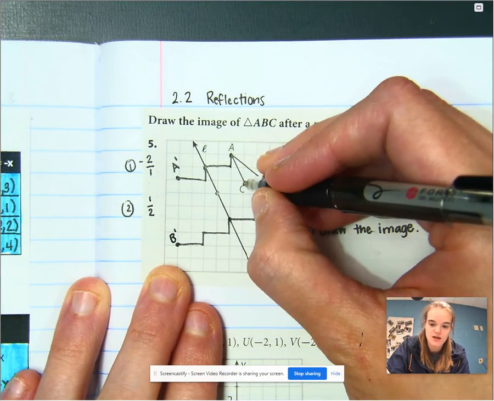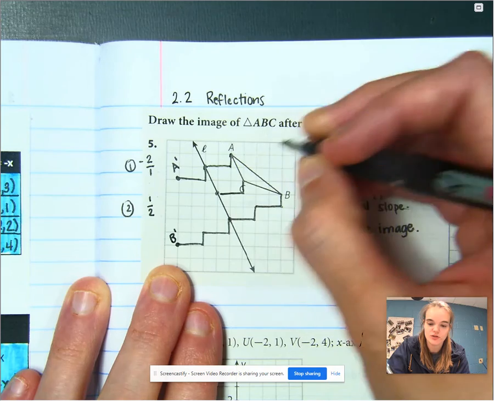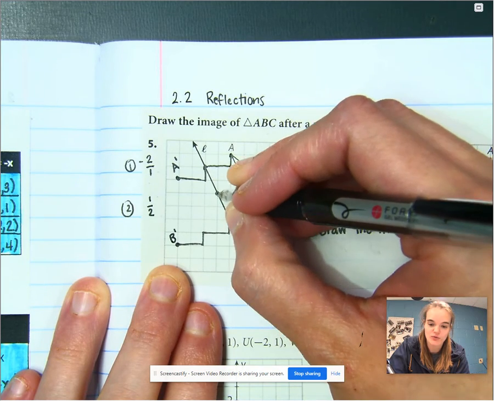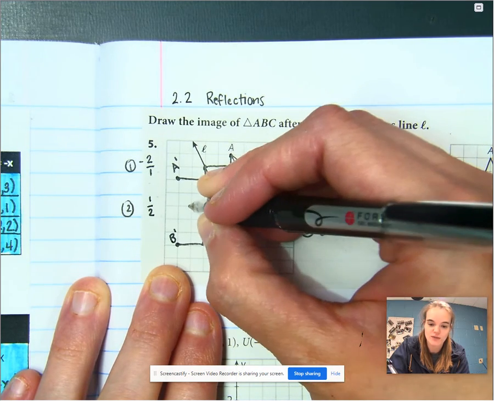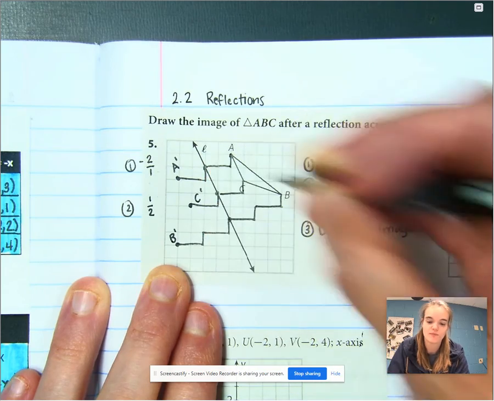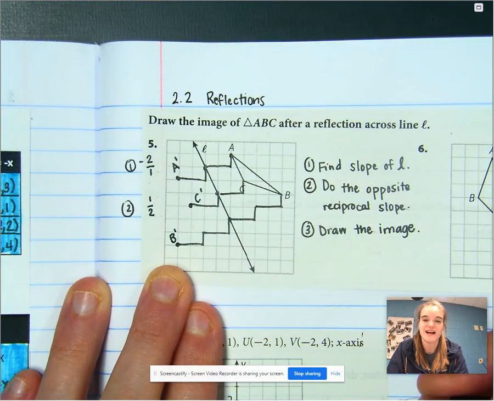C. Down 1, left 2. I went just 1 time, so I'm going to do it again. Just 1 time. And there is C prime. I reflected over that line without a rule.